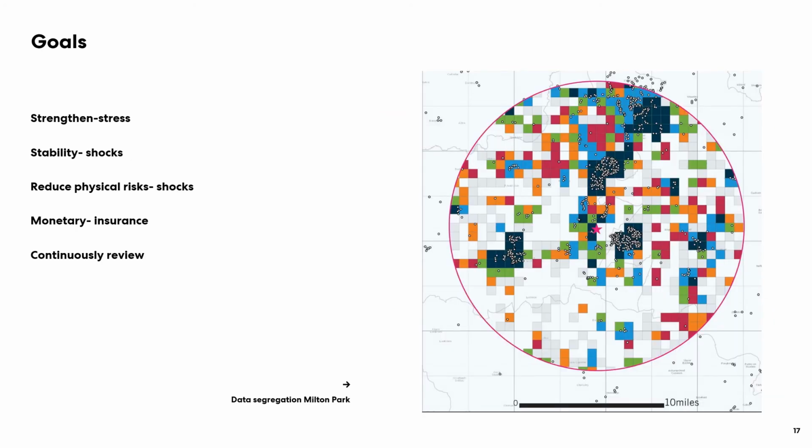So what does good look like? Well, you need to strengthen the actual design and make sure it's stable so that the shocks and stresses can be actually mitigated. Reduce the amount of physical risks, which is mainly to do with climatic shocks, and make sure that the project is insurable at the end of the day, providing continuous review throughout the process to make sure that all the goals are reached.